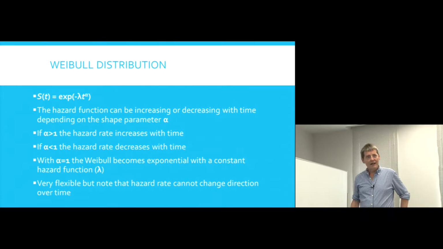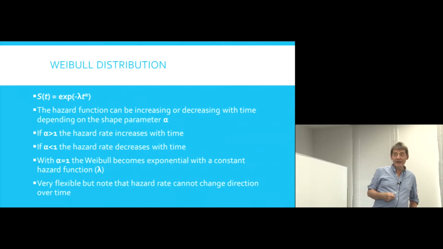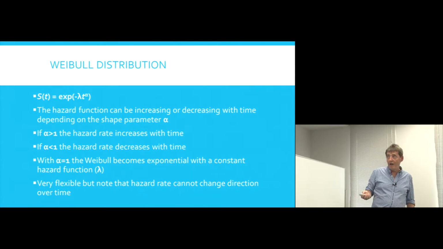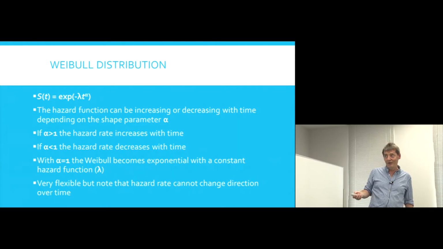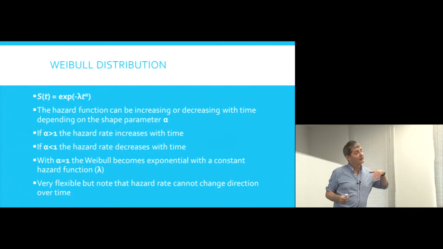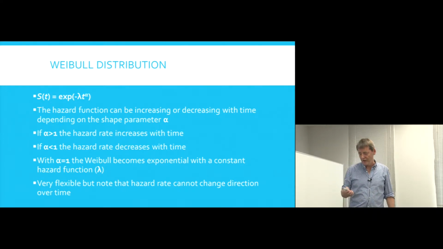So the hazard function with the Weibull can be increasing or decreasing with time, depending on this parameter alpha. If alpha is greater than 1, the hazard rate increases with time. In other words, the proportion of the group who are dying is rising in succeeding time periods. If alpha is less than 1, the hazard rate is decreasing with time. And if alpha equals 1, the Weibull becomes an exponential model. It's a constant hazard ratio. So it's very flexible, but notice in this model, the hazard can't change direction. It's either increasing, constant, or decreasing.